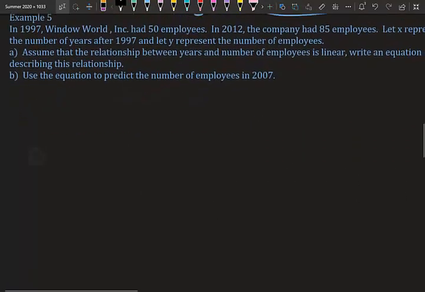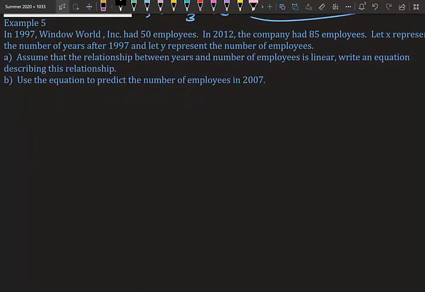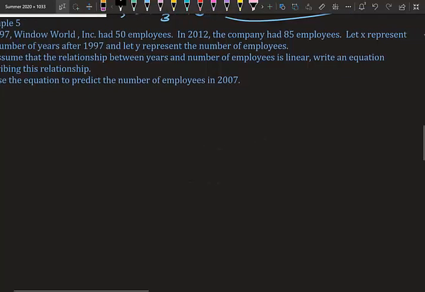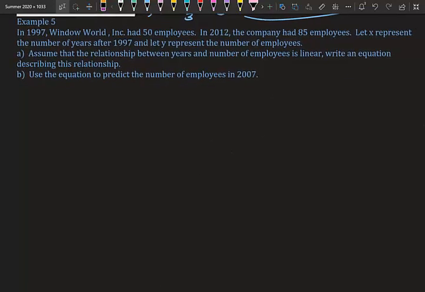Example 5. In 1997, Window World Incorporated had 50 employees. In 2012, the company had 85 employees. Let X represent the number of years after 1997, and let Y represent the number of employees. Assume that the relationship between years and number of employees is linear. Write an equation describing the relationship. This is just a fancy way of saying write an equation of a line.